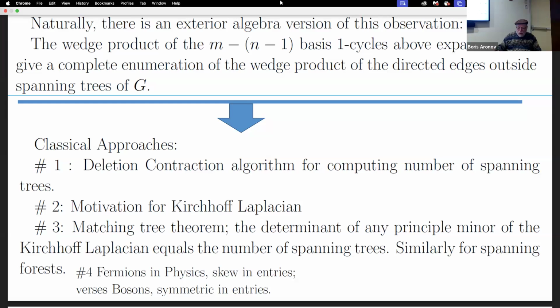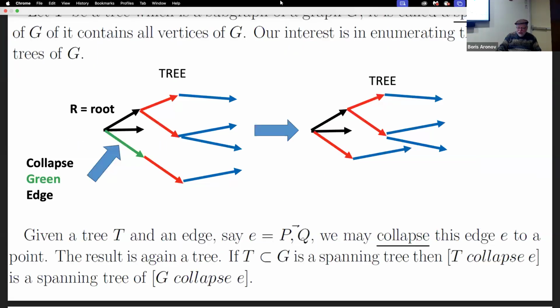And then the well-known theorem is that you can get the number of spanning trees from the determinant of a certain matrix. This matrix is obtained from keeping track of the incidence matrix, which keeps track of how edges meet vertices, and from that you can get this Kirchhoff Laplacian and from the determinant you get the number of spanning trees.